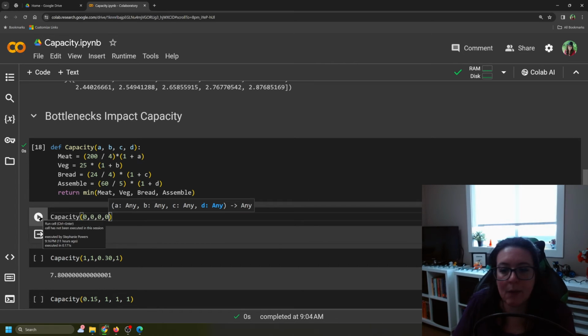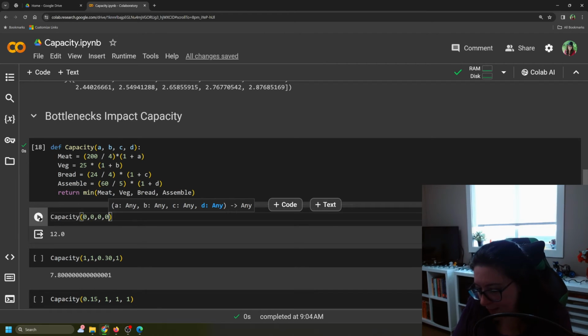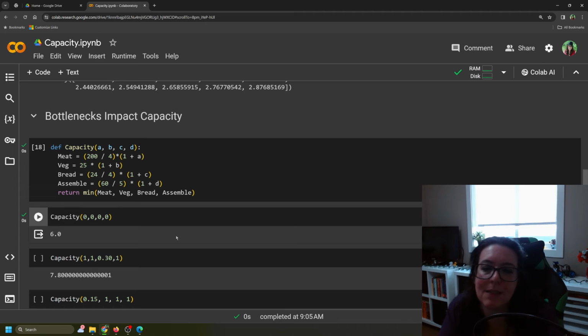So if we do that, when we say, okay, give us the capacity where we're not adding any percentage to anything, we're just doing our meat at 200 divided by 4, veggies at 25, bread at 24 divided by 4, assembly at 60 divided by 5. And what we're doing is having it give us the minimum number, because you are going to be constrained by your bottleneck. Whatever is the slowest part of the process is what is going to limit the amount of sandwiches you can produce. So if we do that and type that in, we get a capacity of 6. So we are only able to make 6 sandwiches per hour.